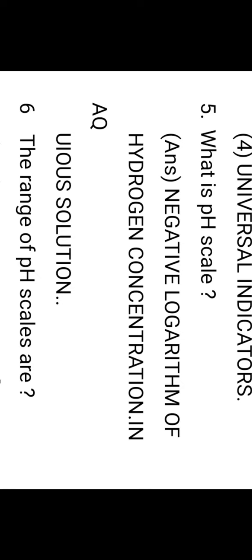So what is the pH scale? The pH scale was introduced by Sorensen. It is the negative logarithm of the hydrogen ion concentration in an aqueous solution, pOH or pH scale. So this is the hydrogen ion concentration or OH minus ion concentration in the aqueous solution.